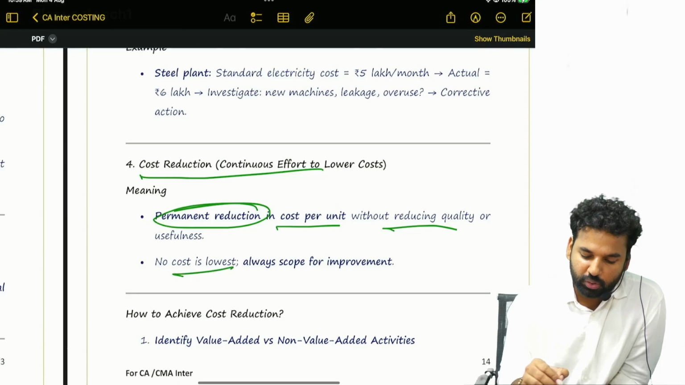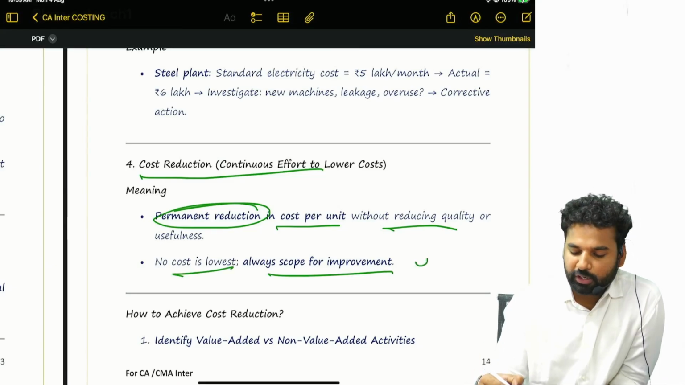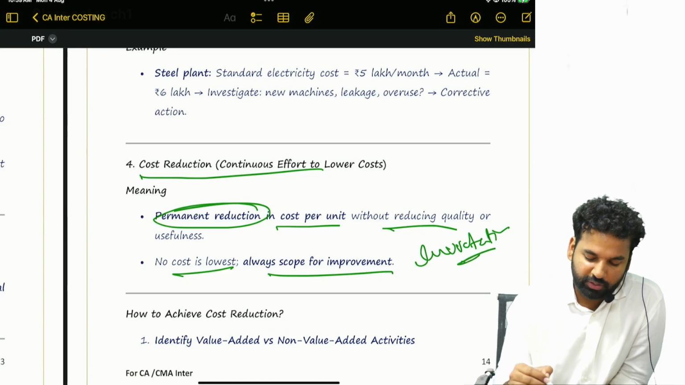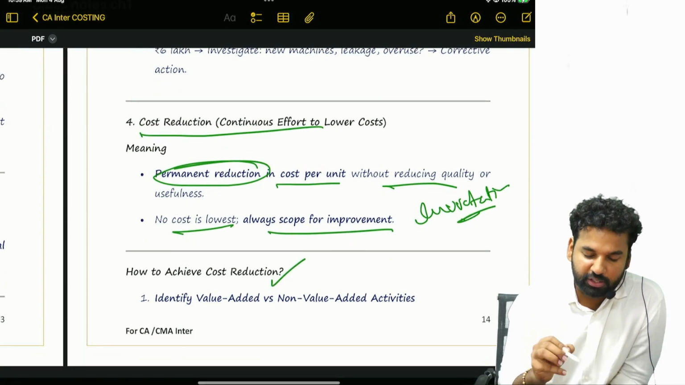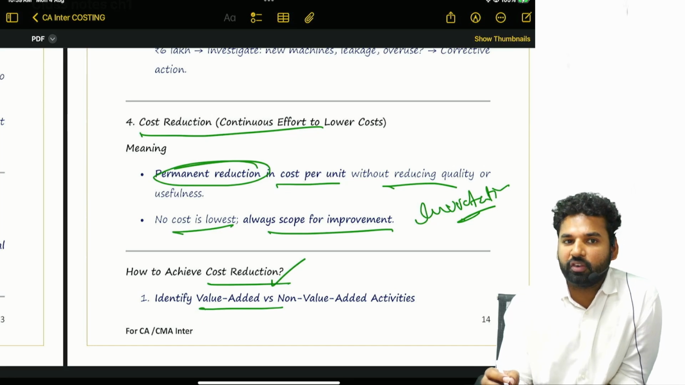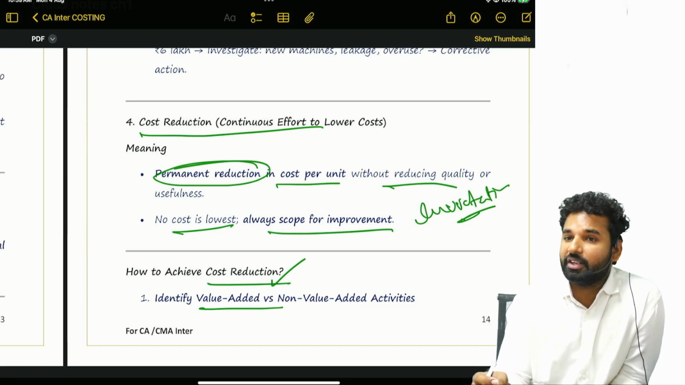So no cost is lost. Always there is a scope for improvement. That means innovative change has to be brought. Okay, so for cost reduction, see, this is how it will be done. Identify the value added activities and non-value added activities by analyzing the value chain.